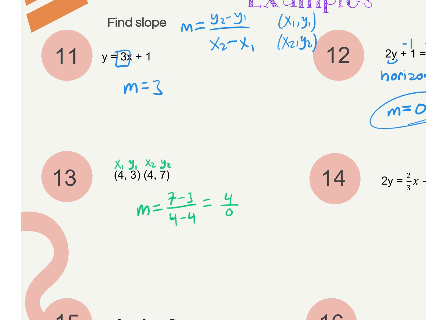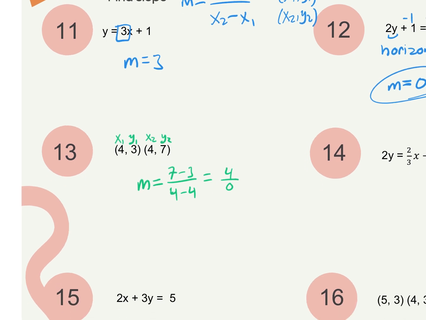Can we have 0 in the denominator? We cannot have 0 in the denominator. When this happens, if 0 is in the denominator, this is an undefined slope. Or you can say m is undefined, because remember, 0 in the bottom, no, that is not okay.